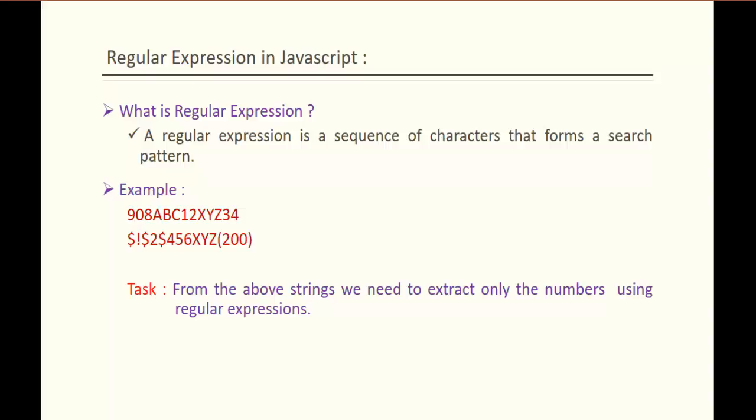So here I have a task to be done, and here is the example. The task tells you that from the above strings, these two strings, we need to extract only the numbers, but keep in mind we have to use a regular expression for that task. Without wasting much time, let me jump into Visual Studio Code and show you a demo of it.